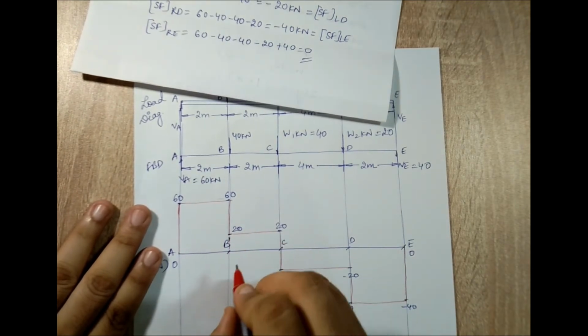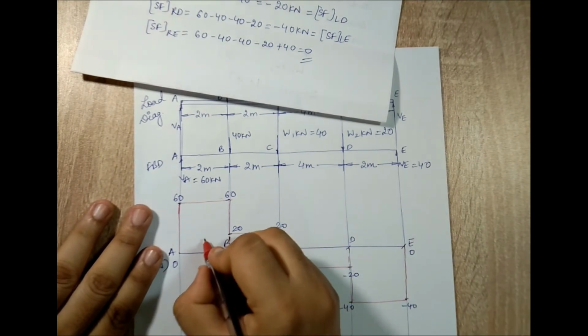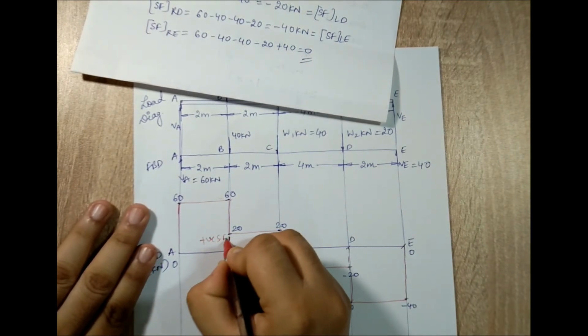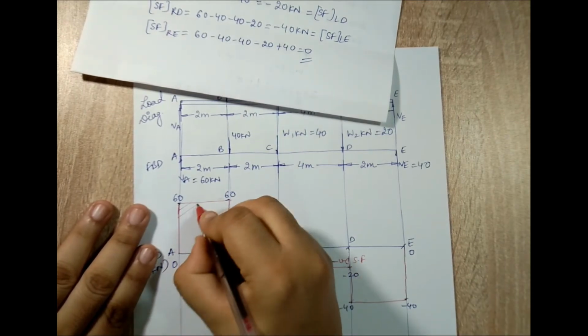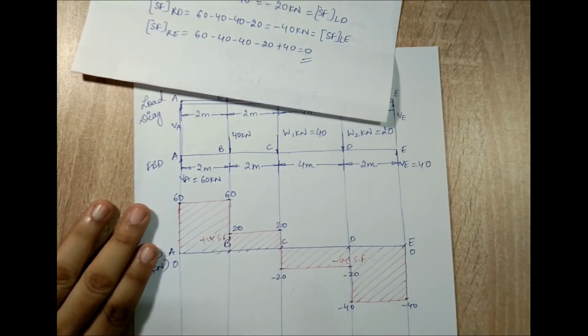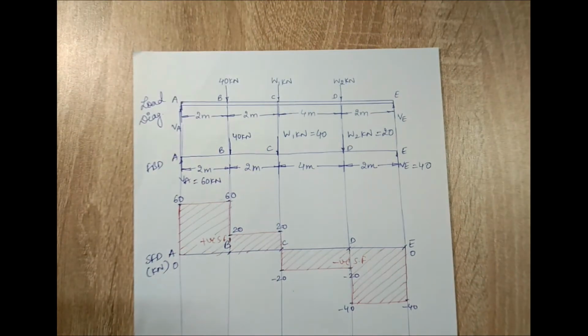So this is point B and this is D. This is positive shear force and this is negative shear force. I'll draw the hatching line. So this is how the SFD would look like. Next I'll go for the bending moment calculations.